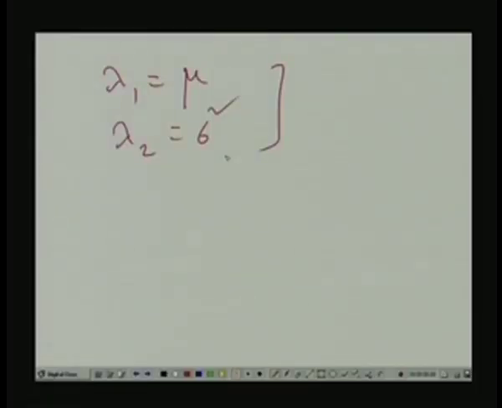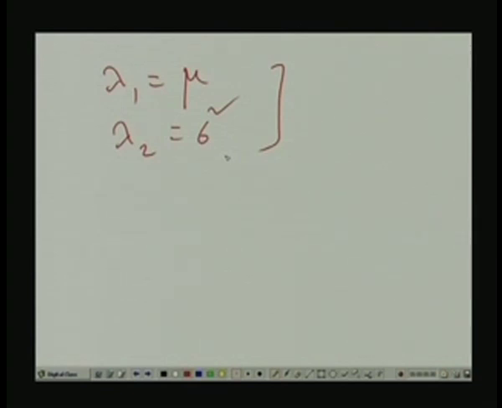One more thing: we say that lambda 1 will be the same as mu and lambda 2 will be sigma square. How? I repeat, lambda 1 equals mu and lambda 2 equals sigma square. Just think for a minute. I do not think it is very difficult. Anyway, let me work it out.